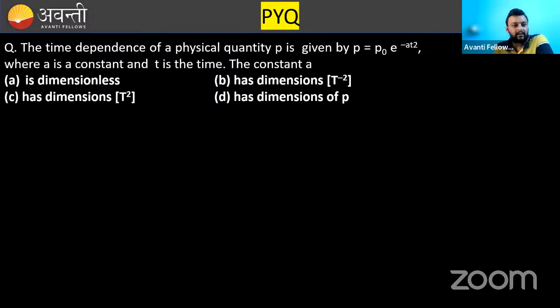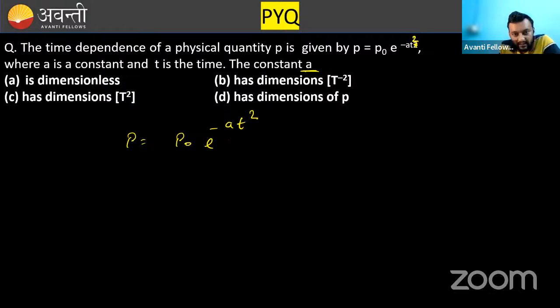The question says the time dependence of a physical quantity P is given as P is equal to P naught E raised to the power. This is not T2, this is T square. E raised to the power minus AT square, where A is a constant and T is time. The constant A, now they are talking about the dimension of A. So first of all, write it as P is equal to P naught E raised to the power minus AT square. They are asking me the dimension of A. Clear?